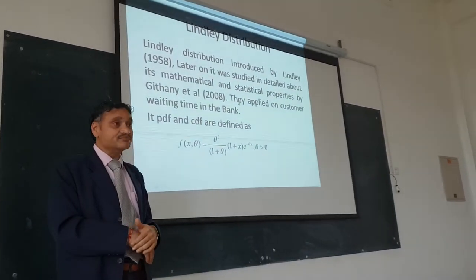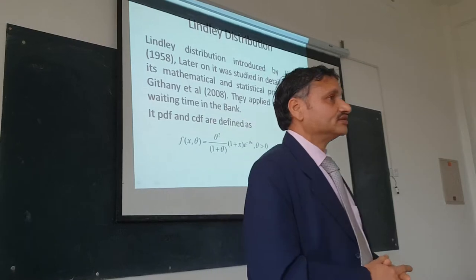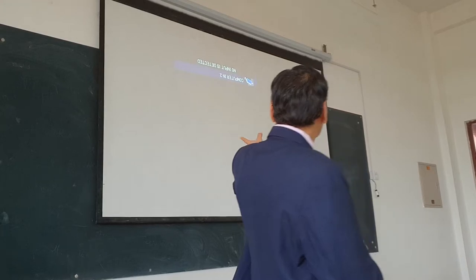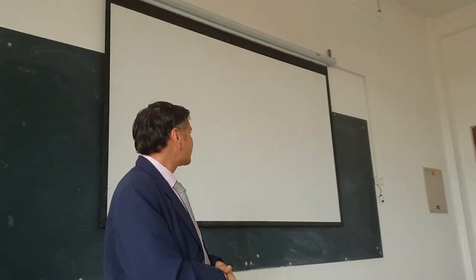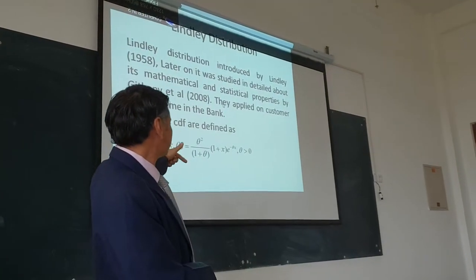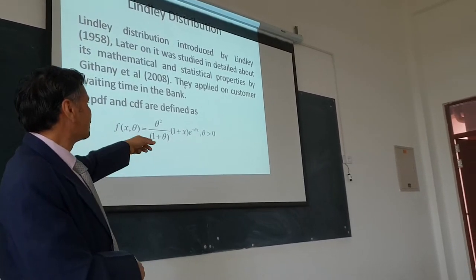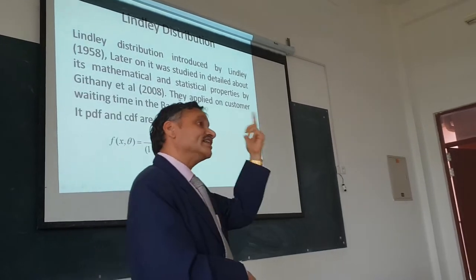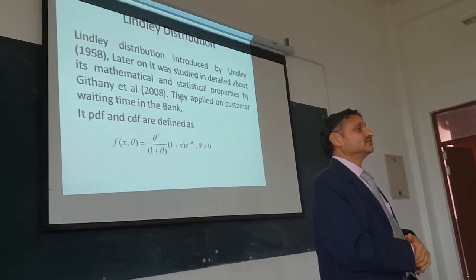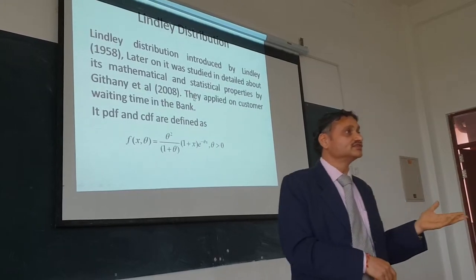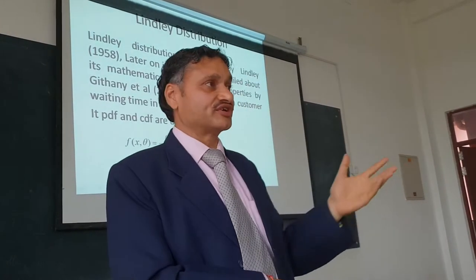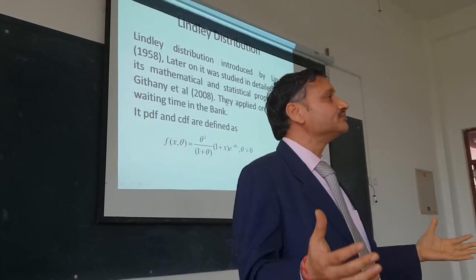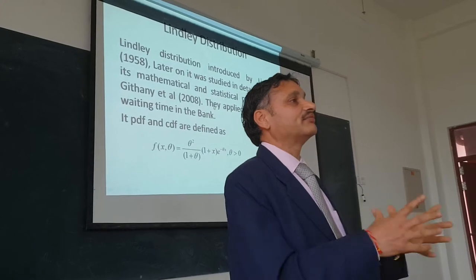The distribution is nothing but a mixture of exponential and gamma distributions. Its PDF is given here. The PDF is theta squared over 1 plus theta, times 1 plus x, times e to the power minus theta x. It has a special case, the exponential distribution. Exponential distribution you know very well, I already discussed it. So this distribution comes from a mixture of exponential and gamma distributions.